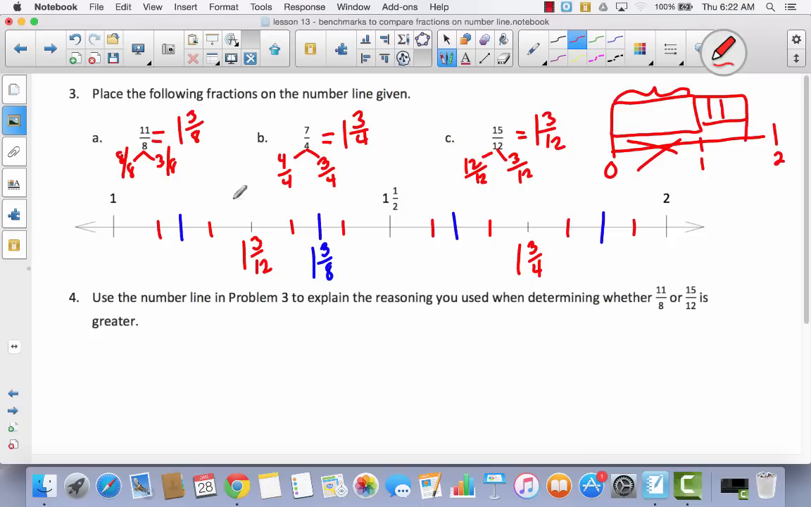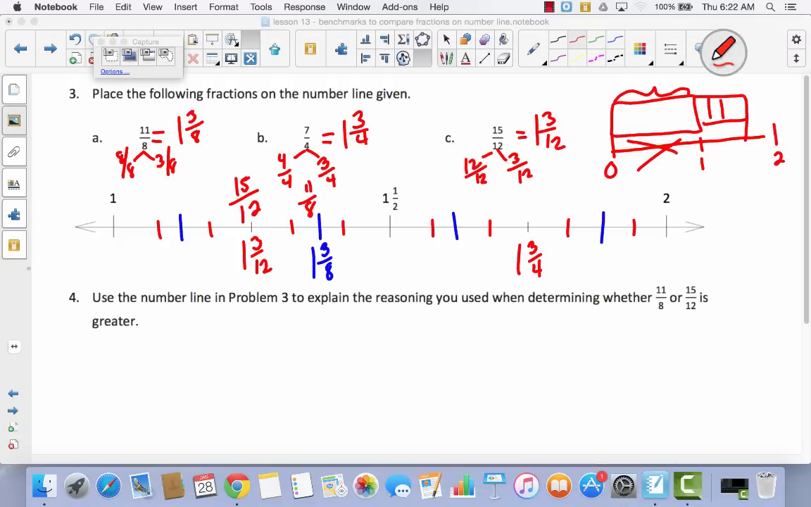Well, 11/8, I'm going to go ahead and write that up here. That's the same as 1 and 3/8. So I've got 11/8, and 15/12 is the same thing as 1 and 3/12. So how can we determine which is greater by using the number line? Well, that's pretty easy, right?